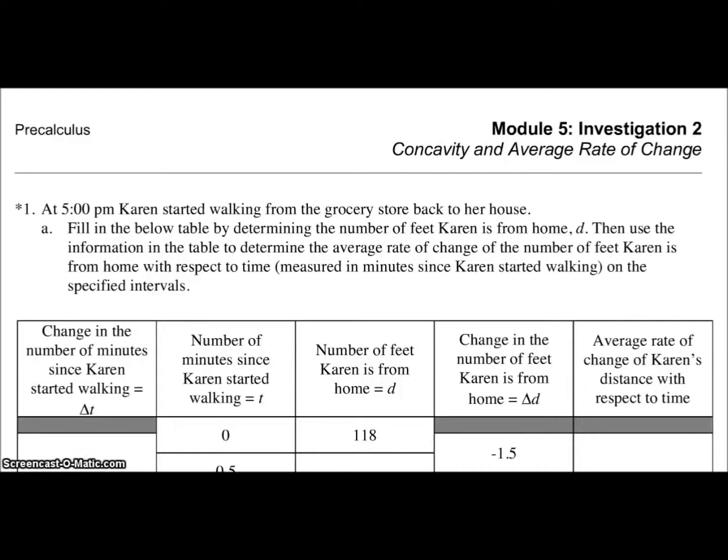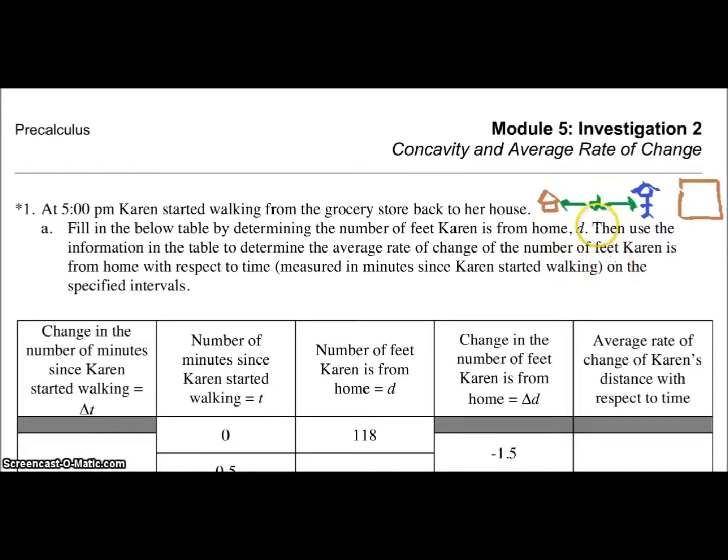Module 5, Investigation 2, Concavity and Average Rate of Change. At 5 p.m., Karen started walking from the grocery store back to her house. Fill in the below table by determining the number of feet Karen is from home, D. Then use the information in the table to determine the average rate of change of the number of feet Karen is from home with respect to time, measured in minutes since Karen started walking on the specified interval.